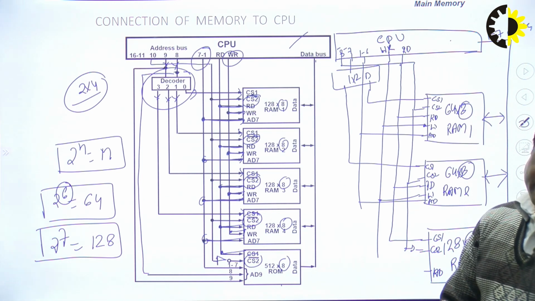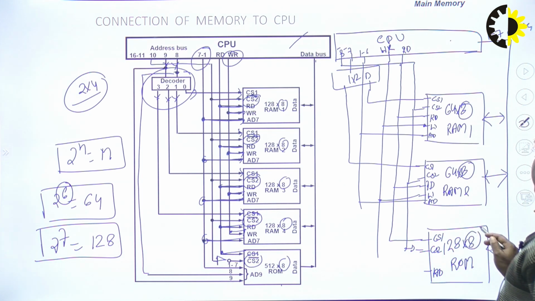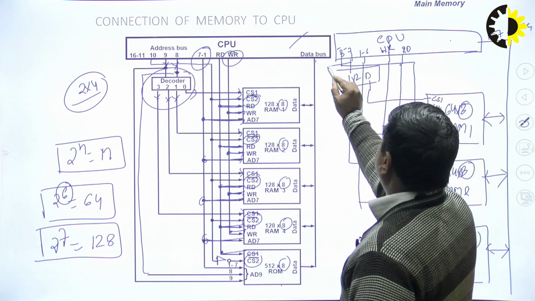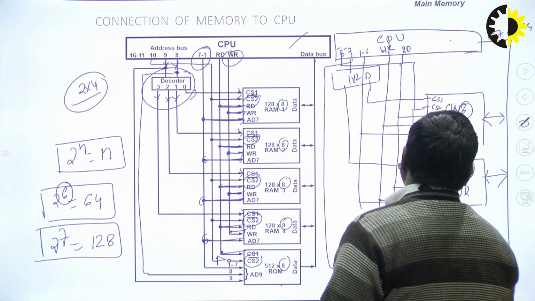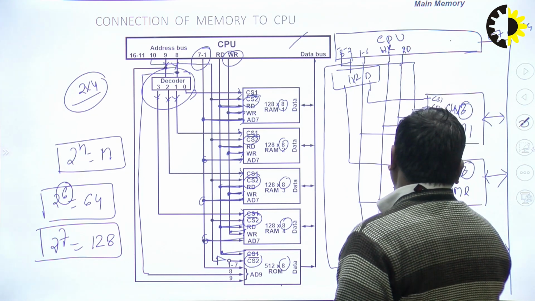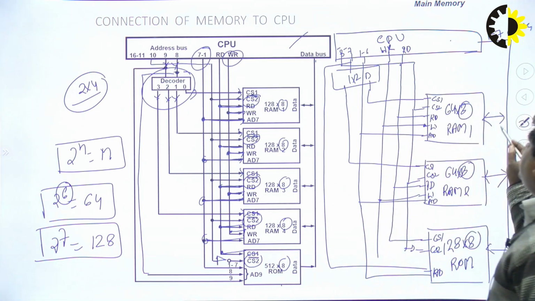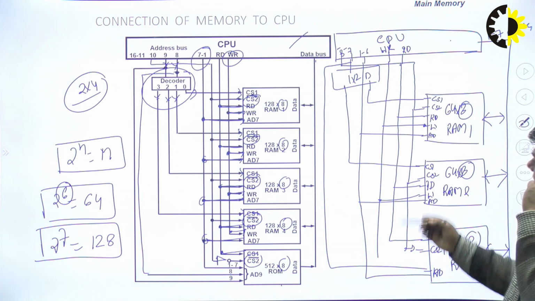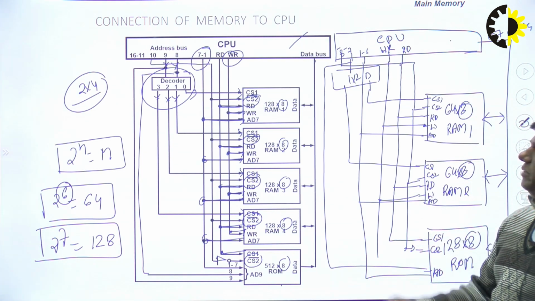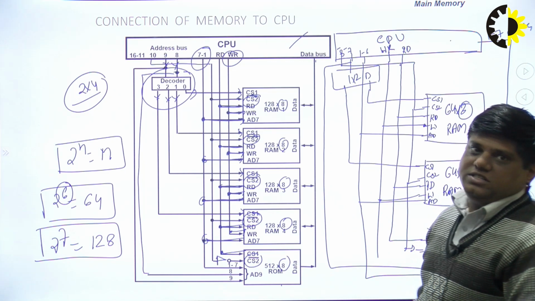One more thing is remaining. For the RAM, 6 address lines are required, and for the ROM 7 address lines are required, so we provide those here. This is the complete description. This is another example for a better understanding of this numerical example.